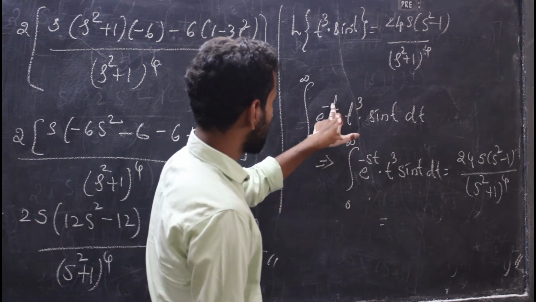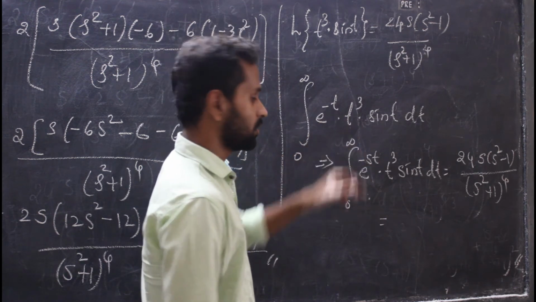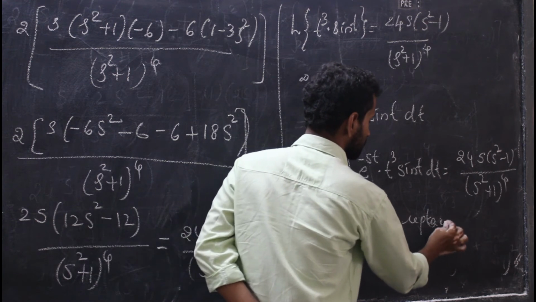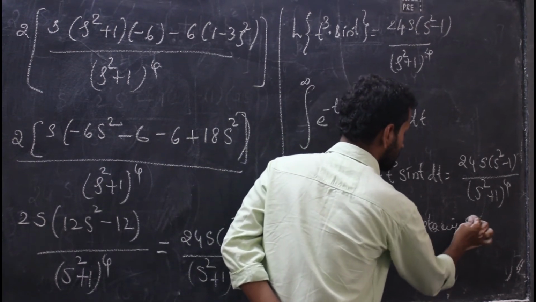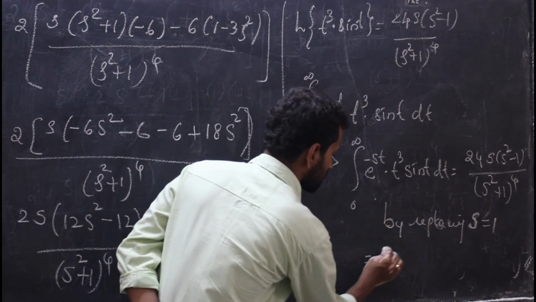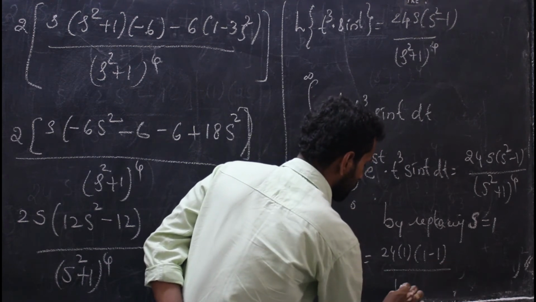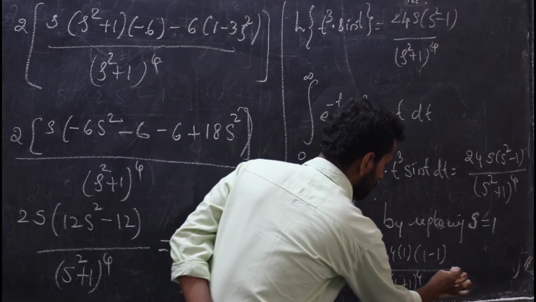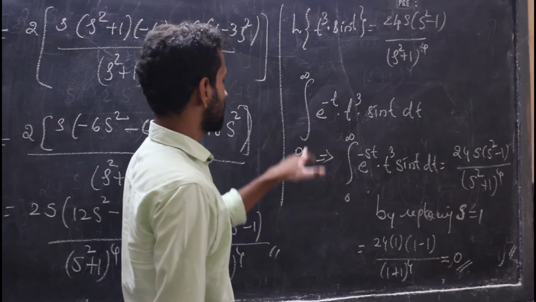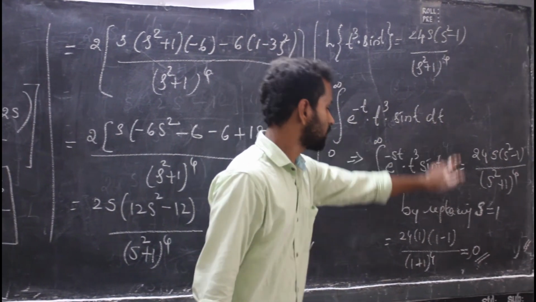This is e to the power of minus t, this is e to the power of minus st. Therefore, what is my s here? 1. So by replacing s equal to 1 in my answer, what I got now, that implies 24 into 1 into (1 minus 1) divided by (1 plus 1) whole to the power of 4 is equal to 0. So finally, you got it that integral 0 to infinity e to the power of minus t into t cube into sin t dt equal to 0.